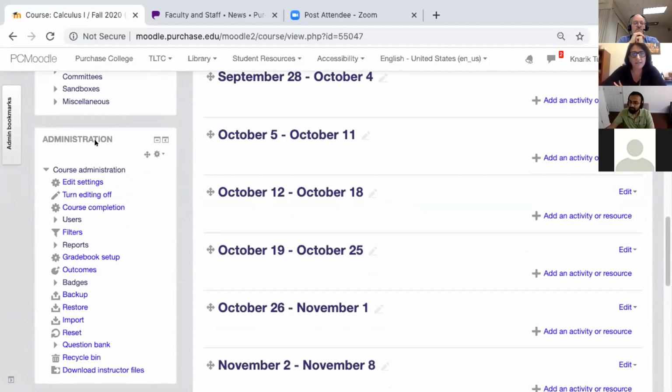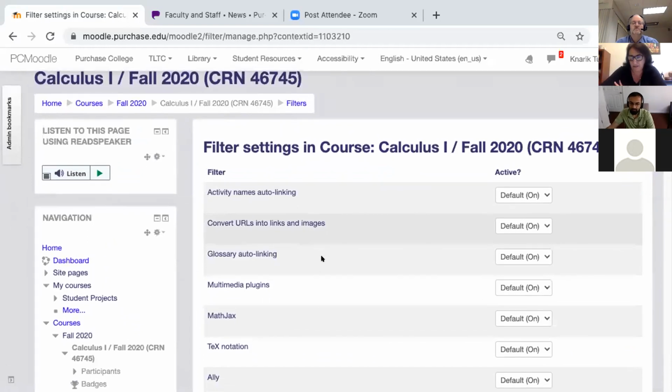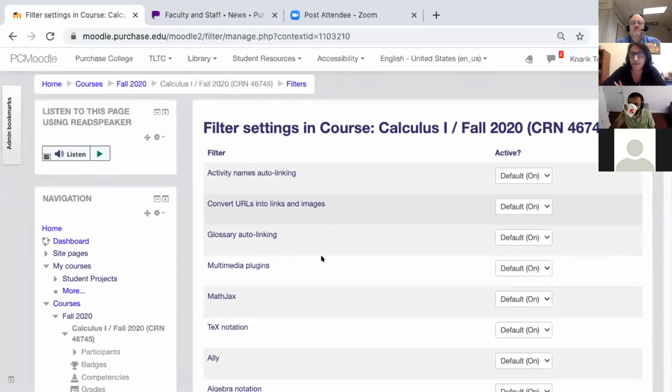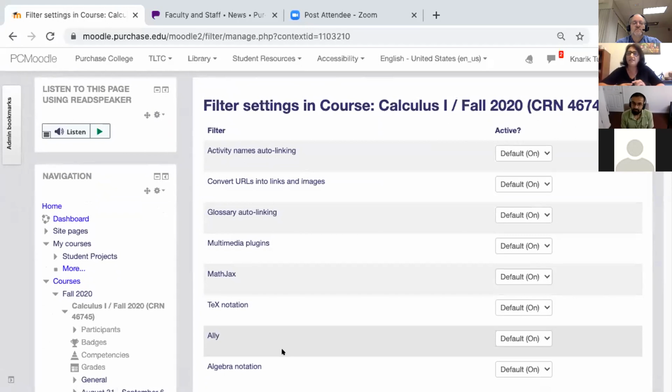If you go under Administration to the Filters item and click on it, you will see on the right the filter settings in the course. And there is a list of different filters. We take many things for granted in Moodle, but in fact, everything that we do in Moodle and the way it is displayed is thanks to these different filters. And each filter has its own role. For example, this activity names auto-linking; all these filters are active by default.